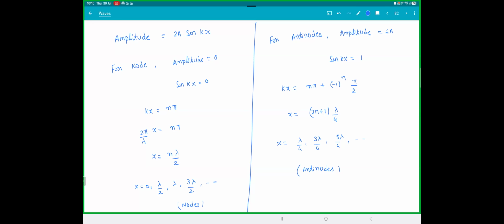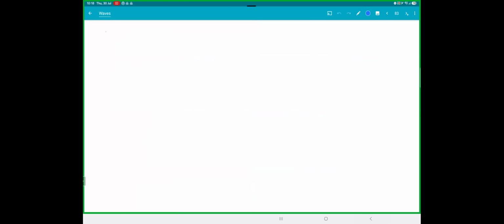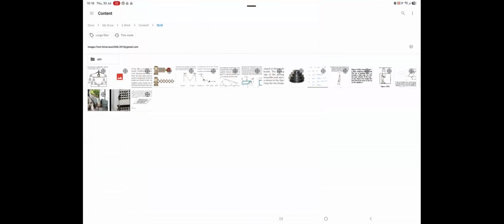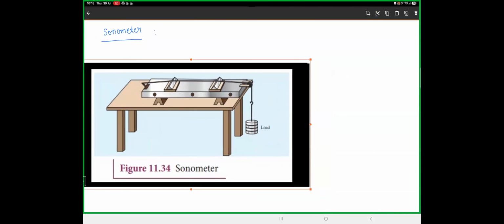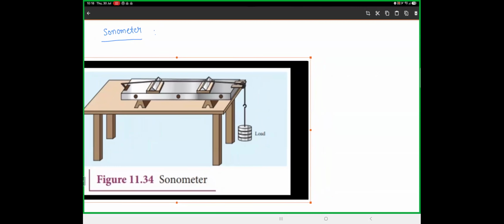So how do you generate stationary waves? We have an equipment. It's called a sonometer. This is also an experiment, and this is the whole set. So remember the word sonometer. The word is important. This is how it would look. This is how the experimental setup will be. If you go to a lab, you will see something like this.